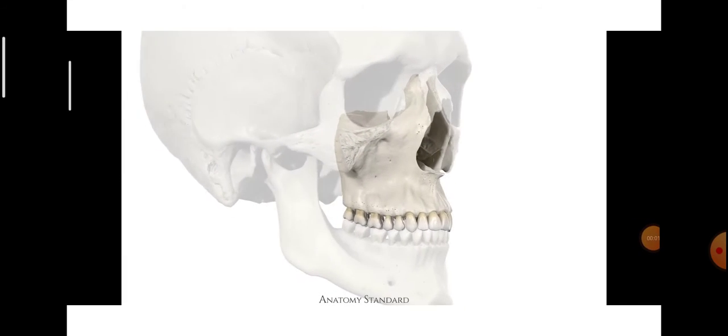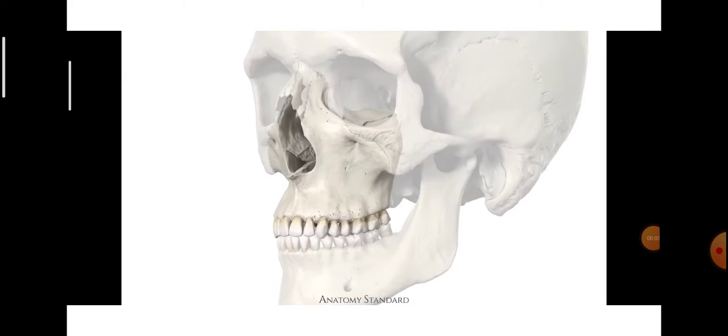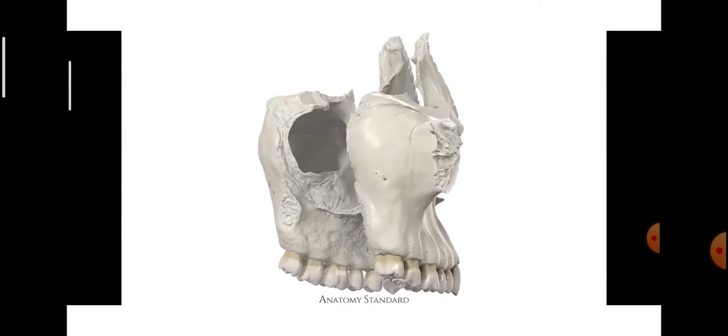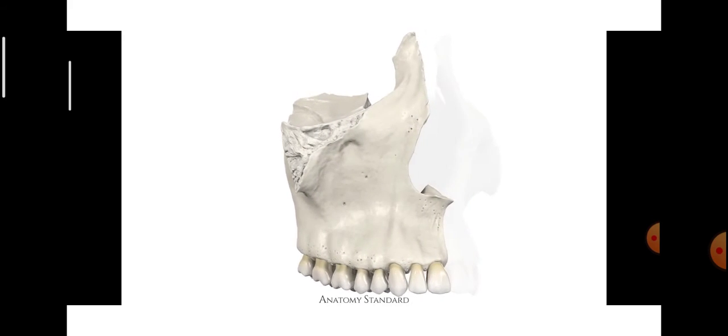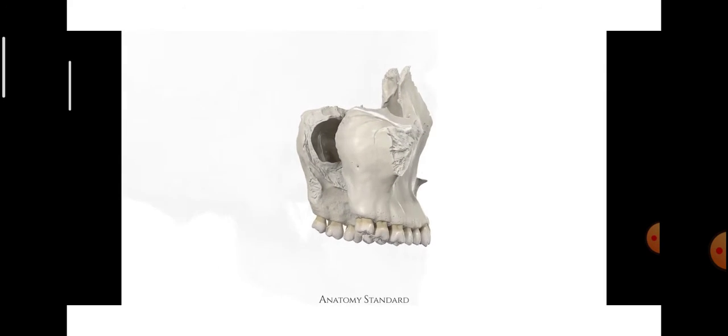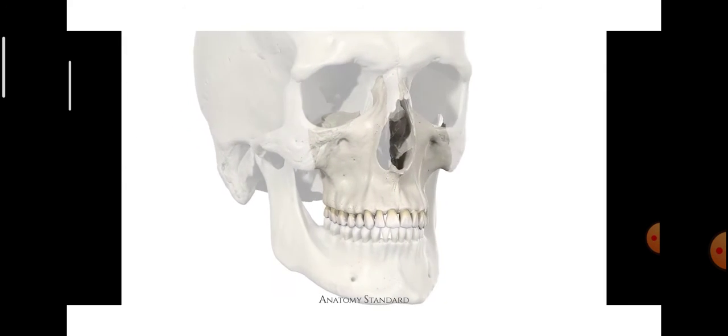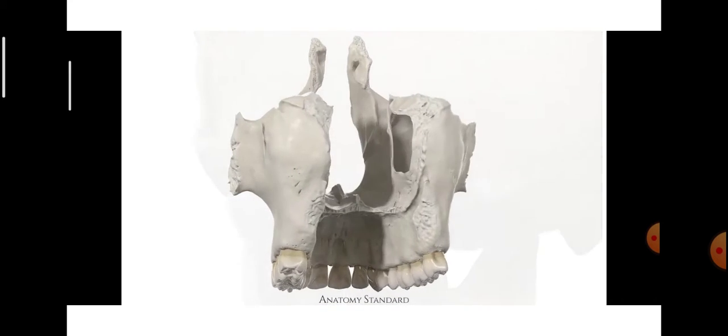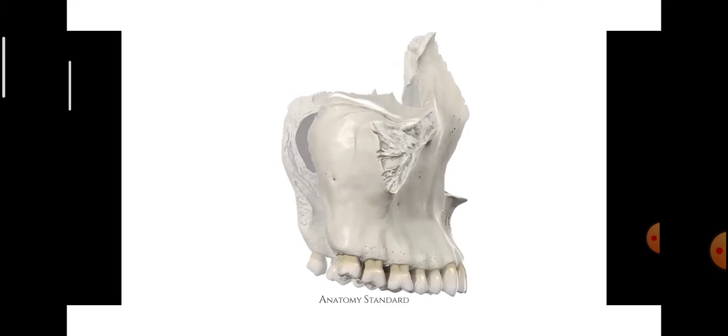Let's have a look. That is the maxillary antrum. That is the maxilla, the zygomatic process, and deeper within, the zygomatic recess of the maxillary antrum. Deeply recessed within, extending into the zygomatic bone, is the zygomatic recess, a difficult to access niche within the maxillary antrum.